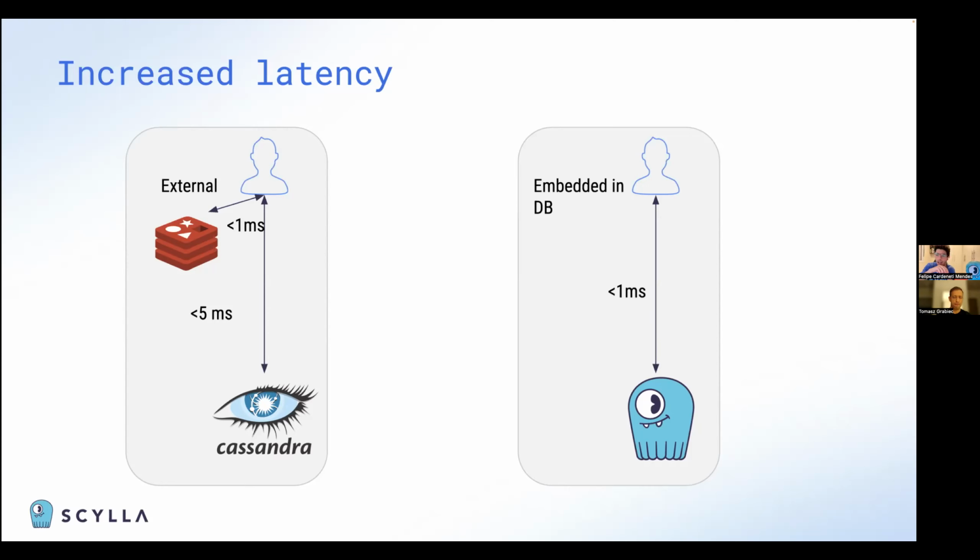So in this slide, we have an example of an external cache with Cassandra, versus how it would work if you are using ScyllaDB.